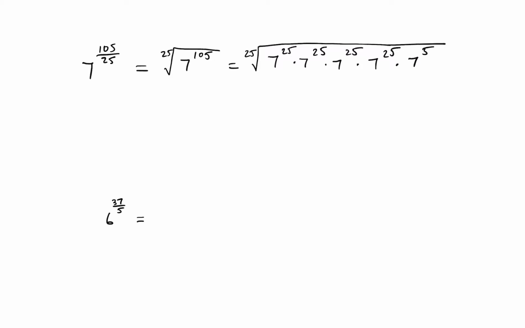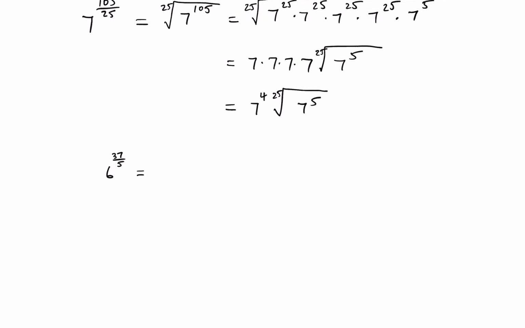Now when you separate this into chunks, it makes it easier to know how many 7s we need to pull out. We have 1, 2, 3, 4 chunks of 25, so that means 7 times 7 times 7 times 7 on the outside of the radical sign. 25th root of 7 to the 5th. And if you simplify this, this is going to be 7 to the 4th power, because we have 1, 2, 3, 4 being multiplied together. 25th root of 7 to the 5th.